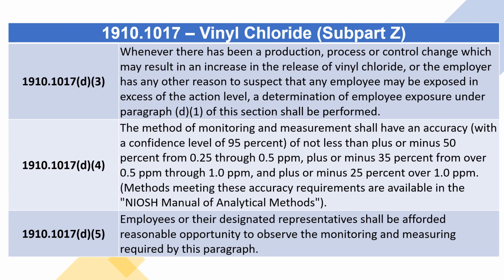1910.1017, D4. The method of monitoring and measurement shall have an accuracy, with a confidence level of 95%, of not less than plus or minus 50% from 0.25 through 0.5 ppm, plus or minus 35% from over 0.5 ppm through 1.0 ppm, and plus or minus 25% over 1.0 ppm. Methods meeting these accuracy requirements are available in the NIOSH Manual of Analytical Methods.